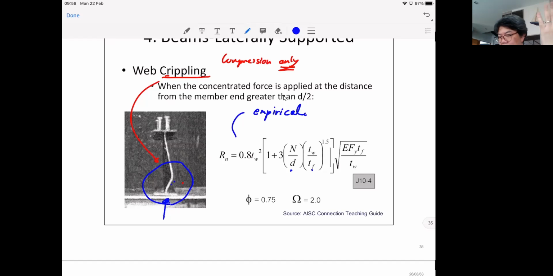Okay, and again, they got two cases for the location of the load. When you have the concentrated load anywhere in the middle of the beam, let's say x here is the location of the load, if x is greater than d over 2, not d like web yielding, if x is greater than d over 2, you get to use this formula. Okay, and it's a bit of a pain, and you may find it difficult to try to punch a calculator to get the right number.